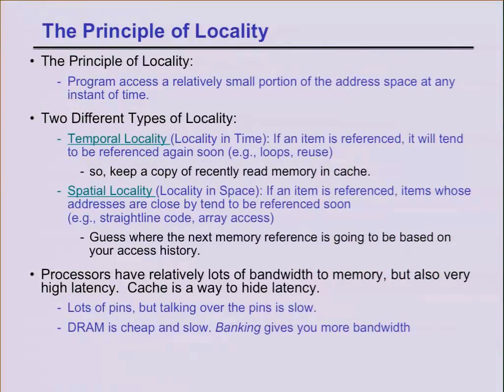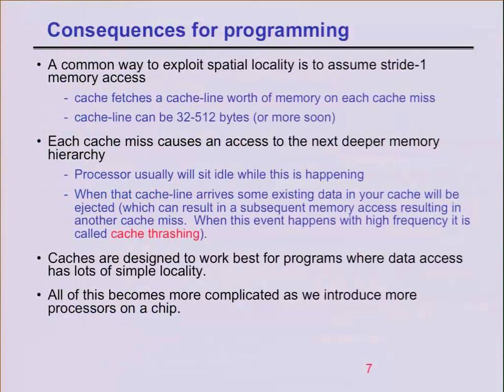Processors at the present moment have lots of bandwidth to memory, but also high latency. Cache is the way that we hide latency. In both of these cases, we put things into those caches based on the things that have been accessed recently. A common way to exploit spatial locality is to assume stride one memory access; cache fetches a cache line worth of memory on each cache miss. A cache line can be 32 to 512 bytes. So every time it fetches something from memory, one byte, one word, whatever, it actually fetches a whole bunch, 32 bytes, 512 bytes, or more.